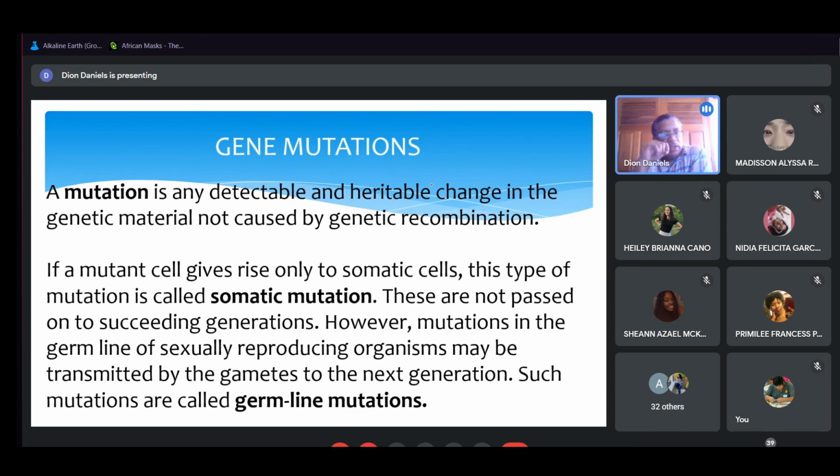A mutant cell gives rise only to somatic cells. This type of mutation is called somatic mutations. These are not passed on to succeeding generations. However, mutations in the germline of sexually reproducing organisms may be transmitted by the gametes to the next generation. Such mutations are called germline mutations.